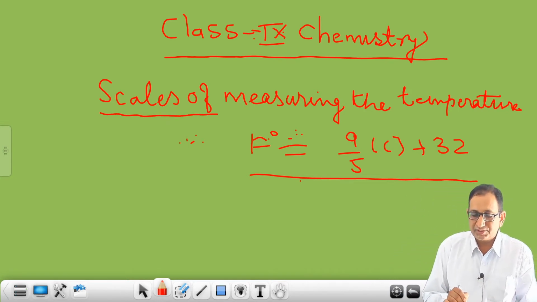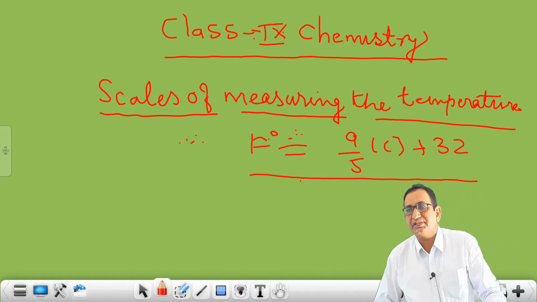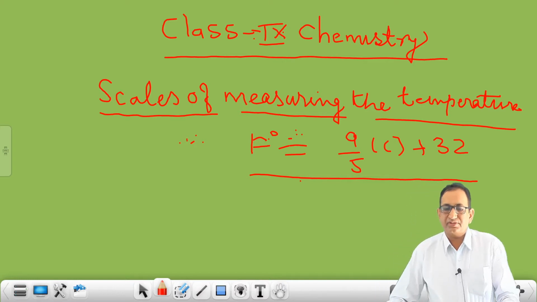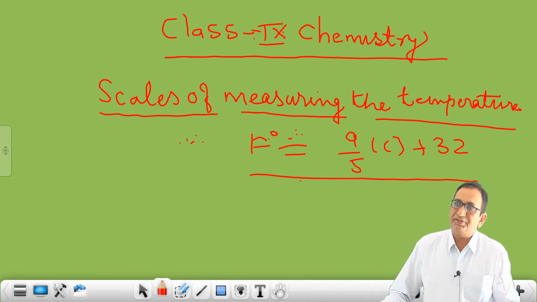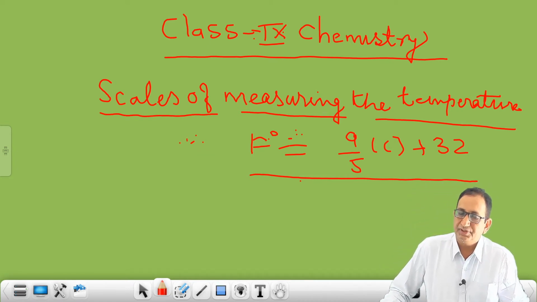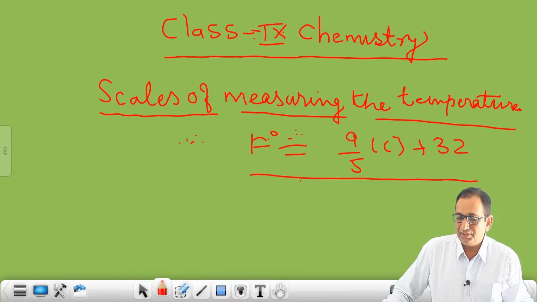Students, there are three scales of measuring the temperature. First is the Celsius scale, second is the Fahrenheit scale, and third is the Kelvin scale. Yesterday we discussed a little bit about the degree Celsius. All the temperatures are expressed in degrees except Kelvin. I told the formula for how to interchange Fahrenheit into Celsius and Celsius into Fahrenheit.